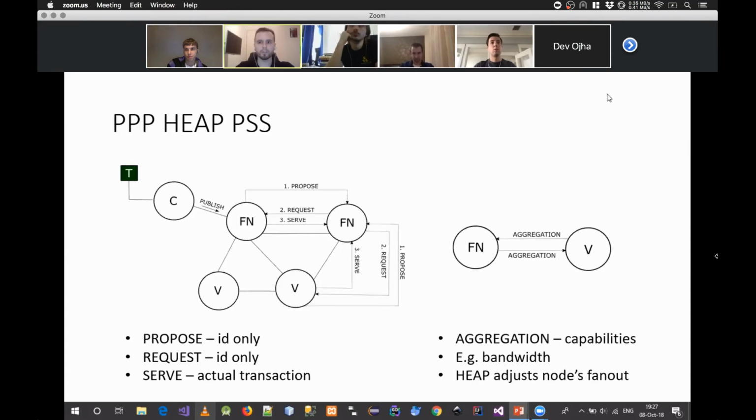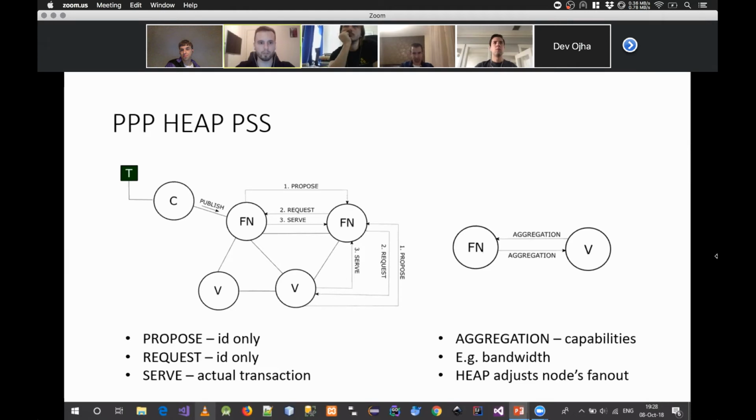Okay, so first of all, I would like to explain the push-pull-push gossiping algorithm. The push-pull-push gossiping algorithm was also a part of a simulation analysis. So it is a key algorithm that provided significant improvement in comparison to the current solution.